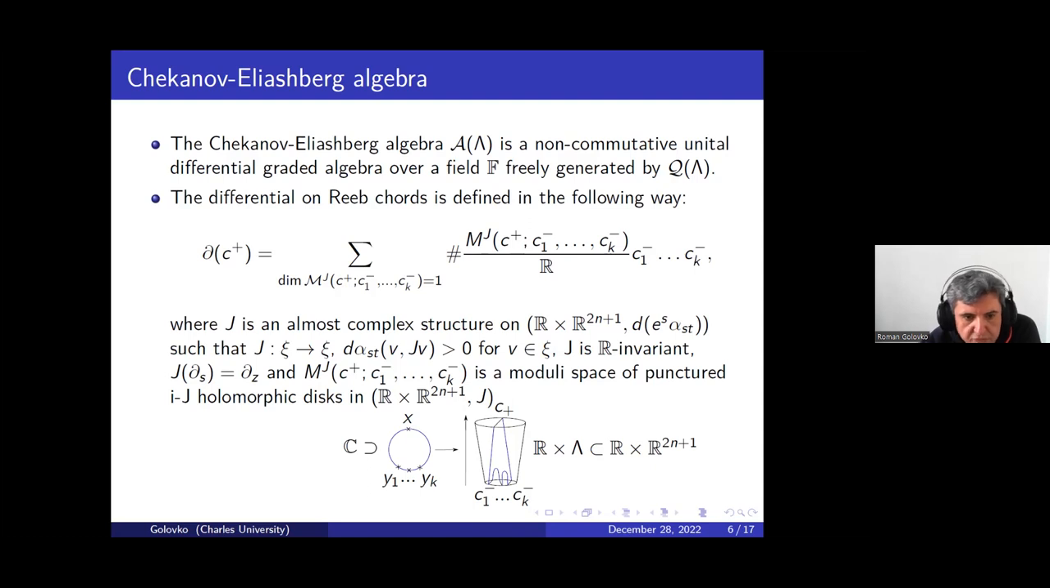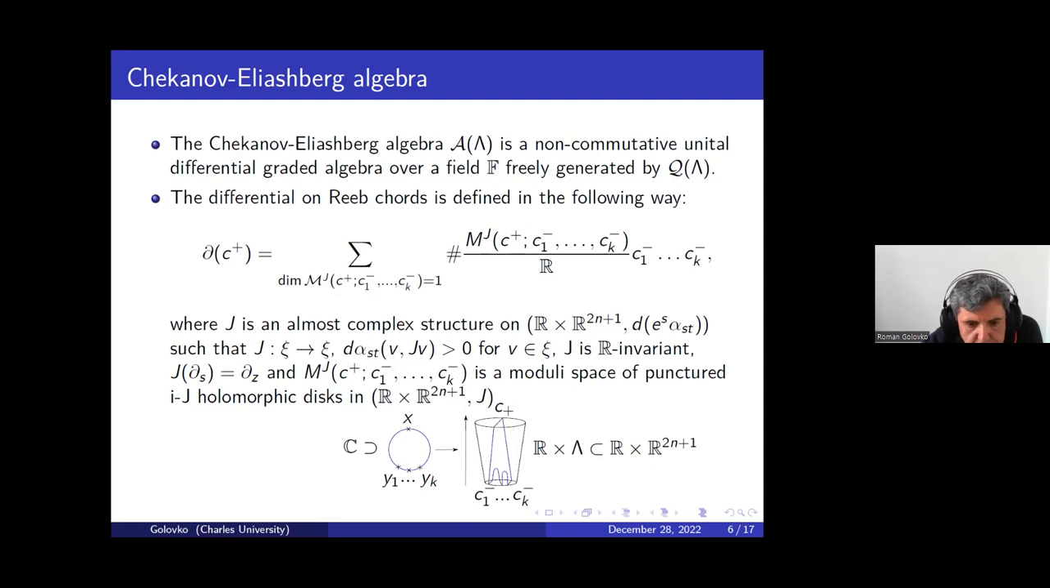And it should be compatible with the contact structure. So how? First of all, it should map the contact structure to itself. It should map the s direction, namely d/ds, to d/dz. And there is a certain positivity condition, which is d alpha standard of (v, Jv) greater than zero for each v in the contact structure. So there is some compatibility condition. Basically we consider this product with an almost complex structure, and we consider disks, unit disks with boundary living in C.